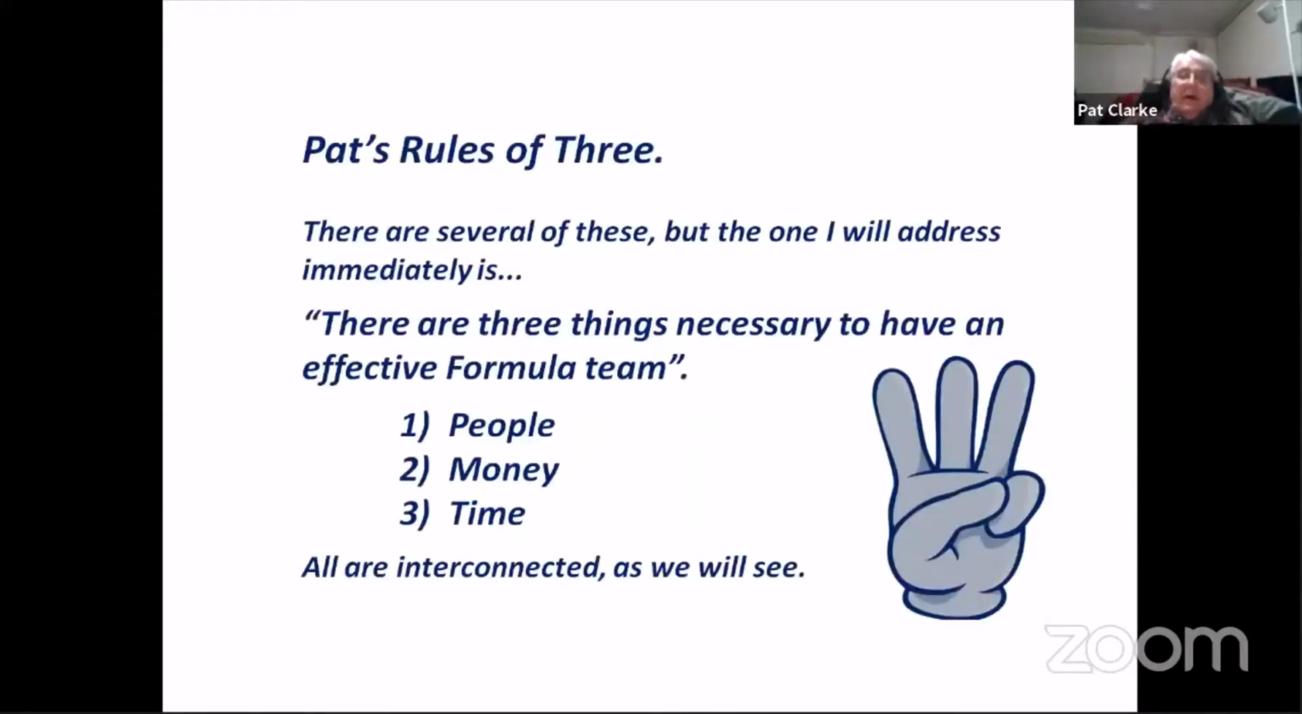Rules of three. As I've said, I have several rules of three. They're nice and easy to remember, but the first one I'm going to talk about is you need three things to run an effective formula team. I mentioned them before: people, money, and time. And they're all interconnected. If you have more people, well, you can gain a little bit of time. They're all connected.